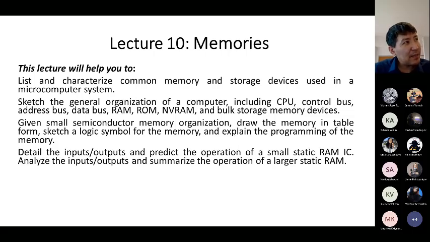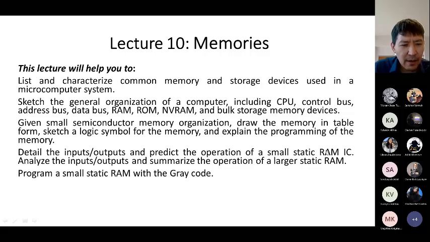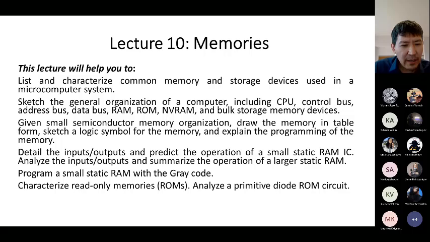It is chapter 11. We will detail the inputs and predict the outputs and operation of a small static RAM. So we'll consider some integrated circuits, analyze the inputs and outputs, and summarize the operation of larger static RAM. You can find this in the book, chapter 11. So we'll program a small static RAM with the gray code. It is actually something you can do in the LabWorks.